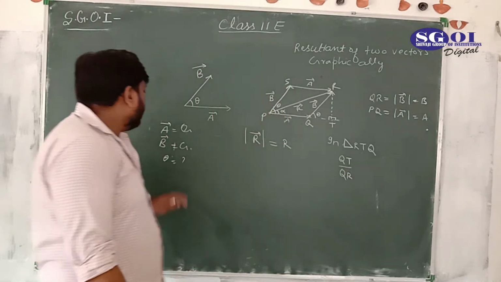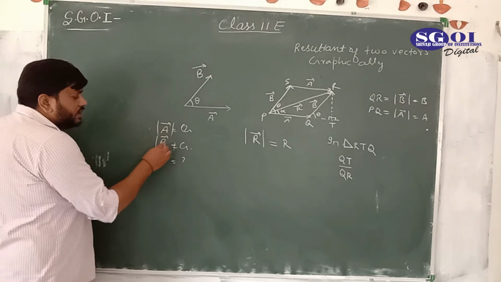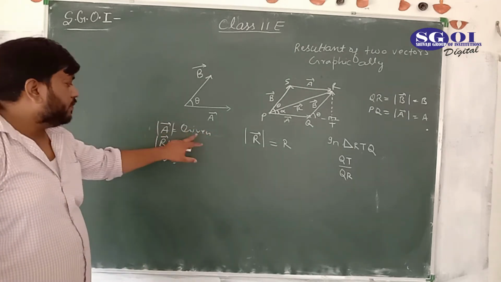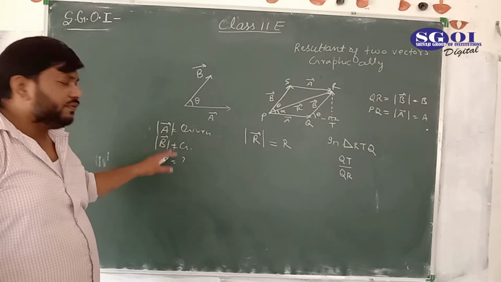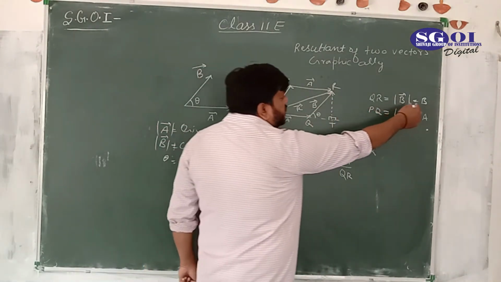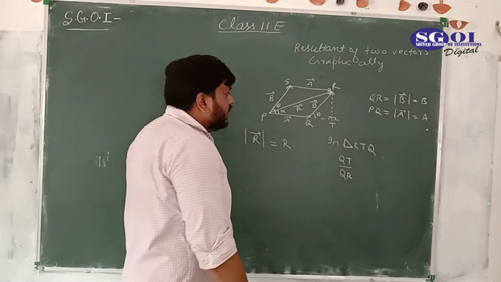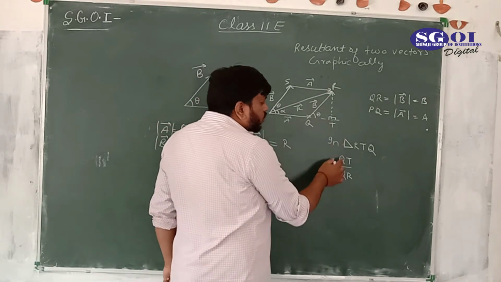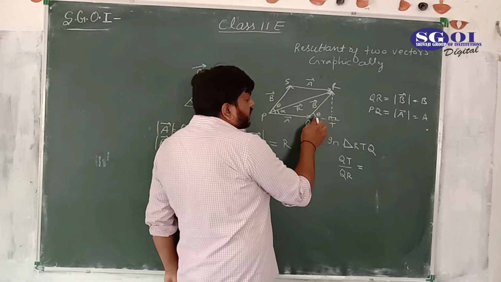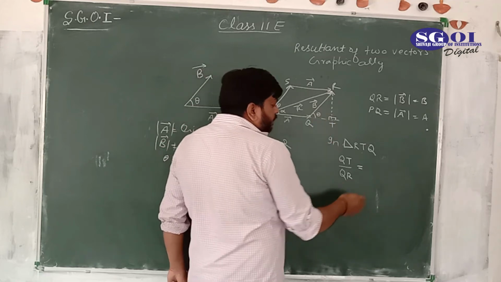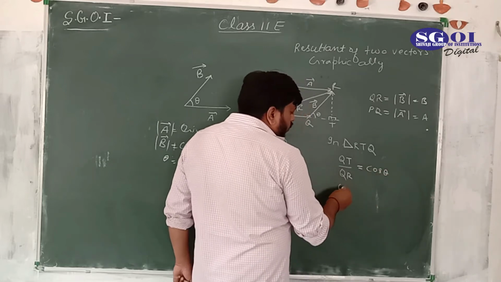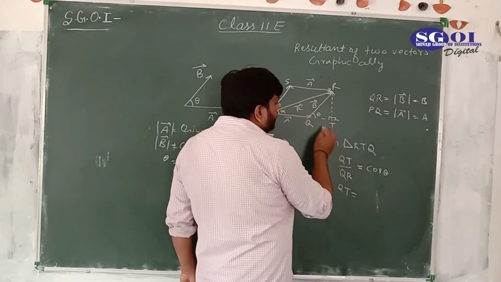These values are given numerically: magnitude of A, magnitude of B, and the angle between both the vectors are given in the problem. So QR, which is the magnitude of B vector, is given, and QT is the unknown value. In this triangle, this angle is theta, this is the base, and this is the hypotenuse. So base by hypotenuse is cos theta. So QT is QR cos theta.